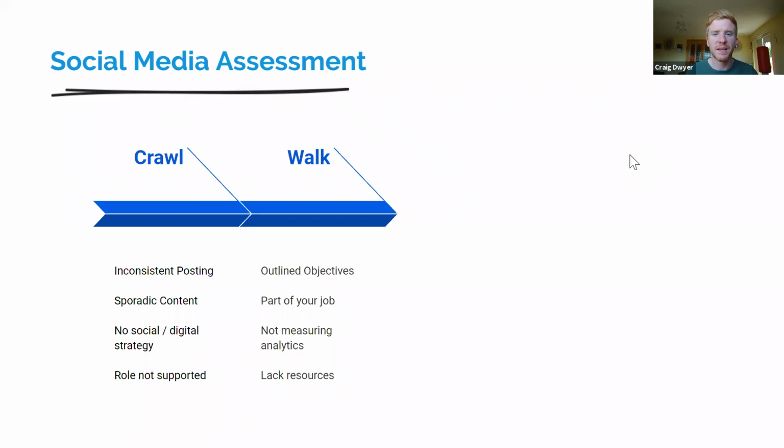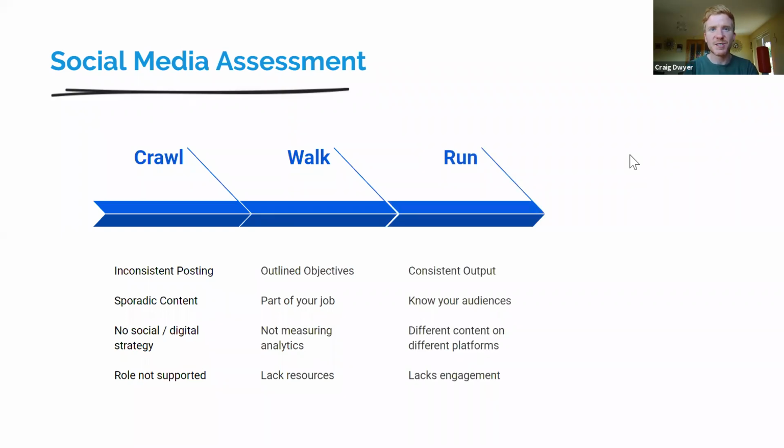The third step in this journey then is the run stage. This is where you have consistent output across your social media channels. You know who you're trying to target as well, so your key target audiences. You're using different content on different platforms in order to engage those audiences.